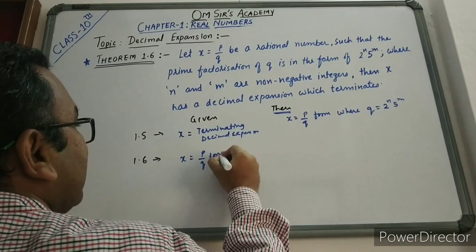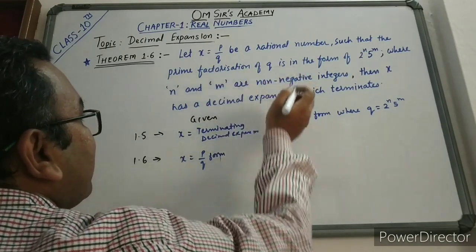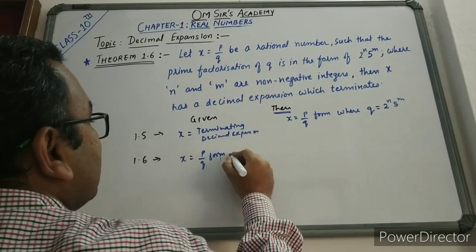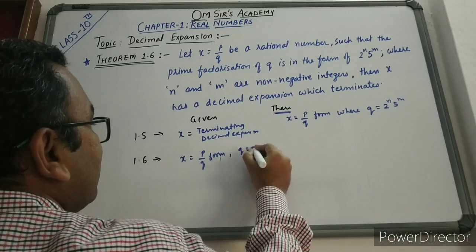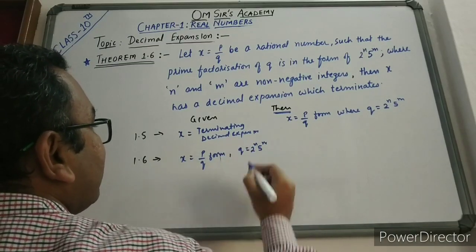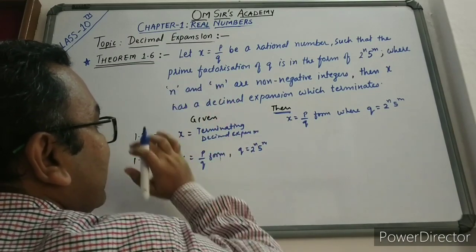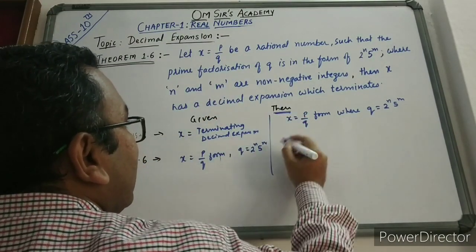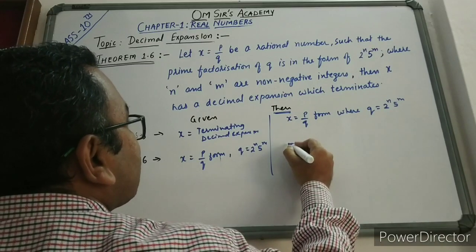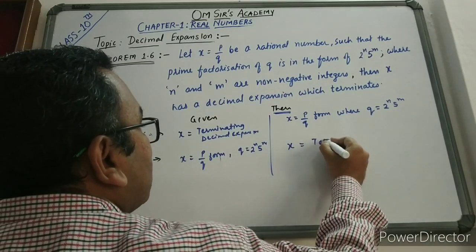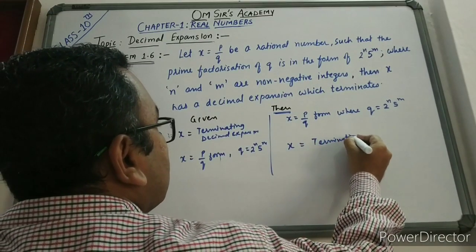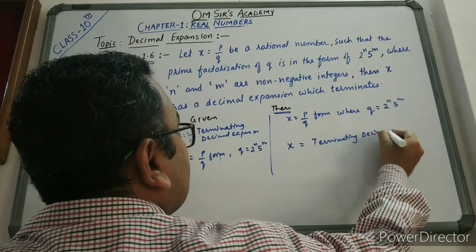It is in the p by q form such that the prime factorization of q is, यहाँ पे q जो है वो किस फॉर्म में है? 2 raised to n and 5 raised to m. This is also given. Okay, where n and m are non-negative integers. Then what will be? Then x it will have what? Terminating decimal expansion. Okay.